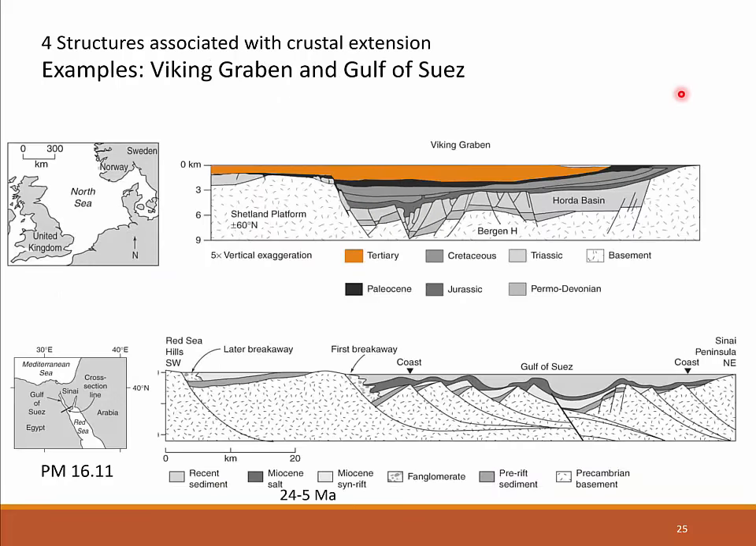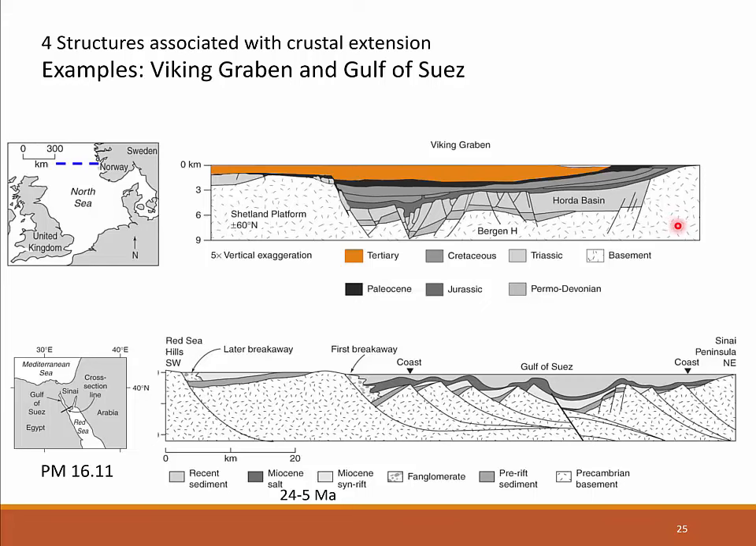Let's have a look at two examples of rift grabens as they are described in van der Pluijm and Marshak's textbook. These are the Viking Graben, which is between Norway and the Shetland Islands, and the Gulf of Suez, which separates the Sinai Peninsula from mainland Egypt. So, two cross sections illustrating features that are now familiar to us.